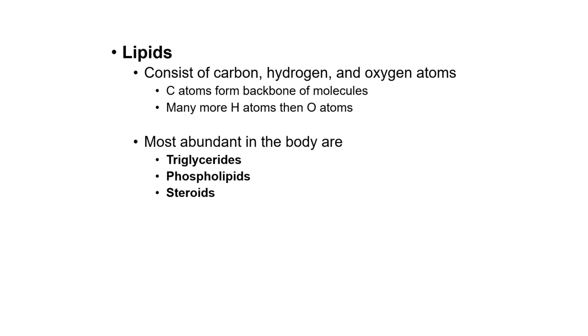Another category is lipids. Lipids consist of carbon, hydrogen, and oxygen. There is usually a backbone of carbon with many more H's than oxygens. They are abundant in the body, and we find triglycerides, phospholipids, which we find in the cell membrane. We will talk about that when we get to the cells. And steroids are actually a type of lipids or fat.